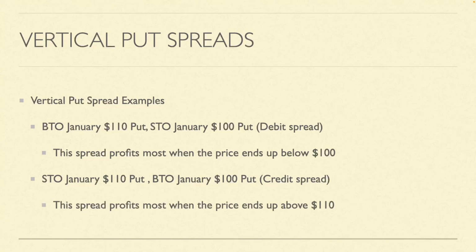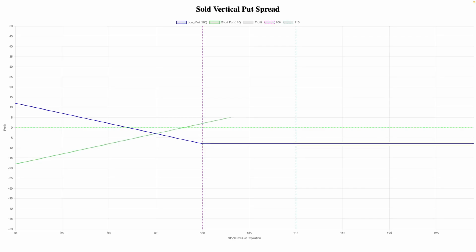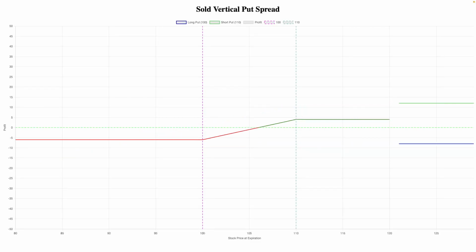And this spread profits most when the price ends up above $110, and that makes it a bull put spread. In this case, the most you can lose is the difference between the strike spread and the premium you receive to open the position, the opposite of the debit spread. The most you can gain is the net premium received to open the position. When the price is below $100, both puts will be in the money.